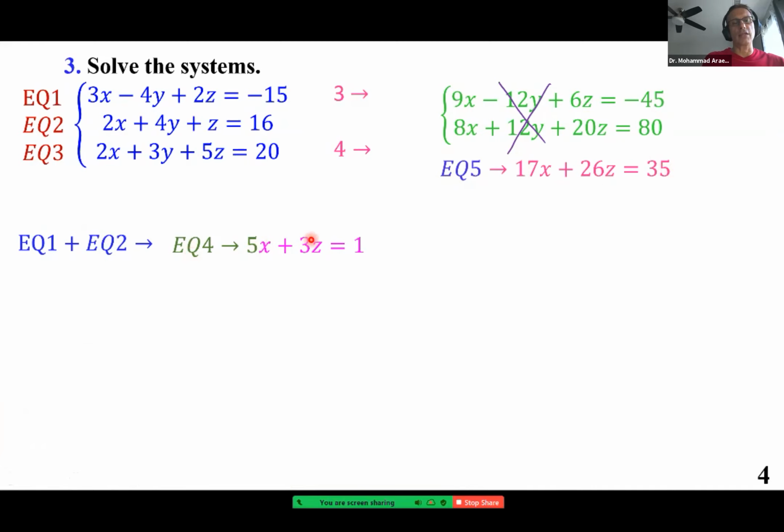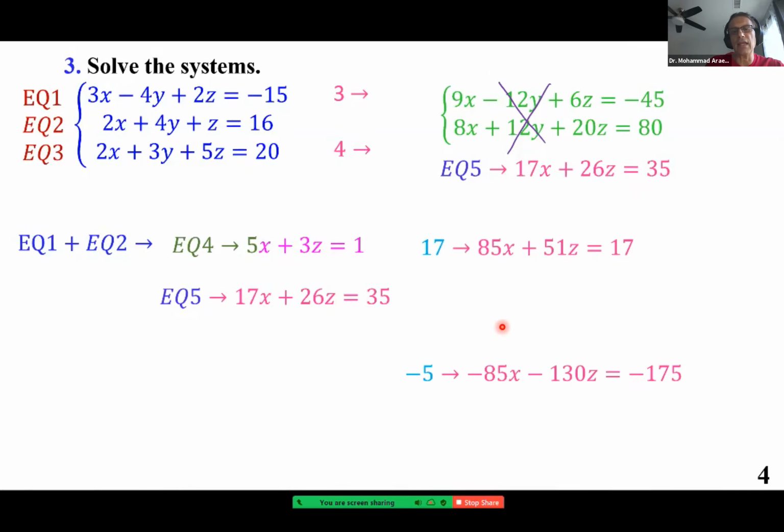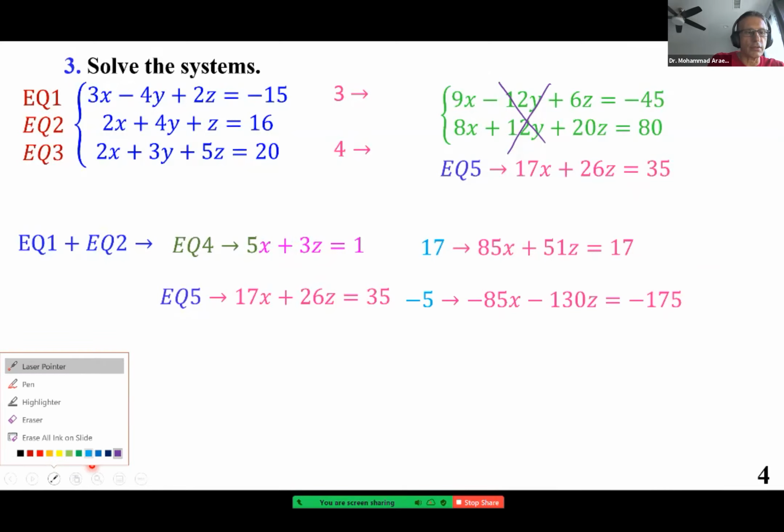Equation number 4 has two variables, x and z, and equation number 5 has the same variables. So we're going to put them next to each other. We have gone from a system of 3 to a system of 2. Now we have only x and z to deal with. We can get rid of the x by multiplying this one by 17, this one by 5, one of them negative. Or we can get rid of the z by multiplying this one by 26, this one by 3, one of them negative. So if we multiply the first one by 17 and the next one by -5, notice these two cancel each other.